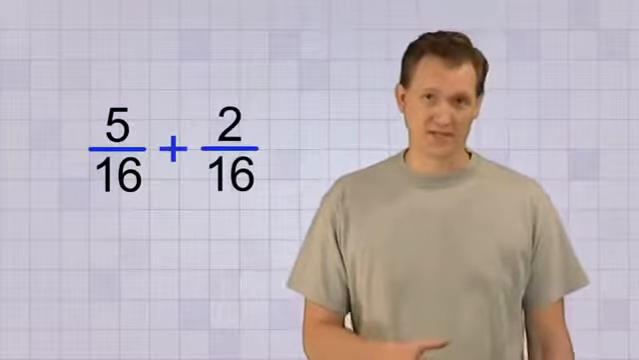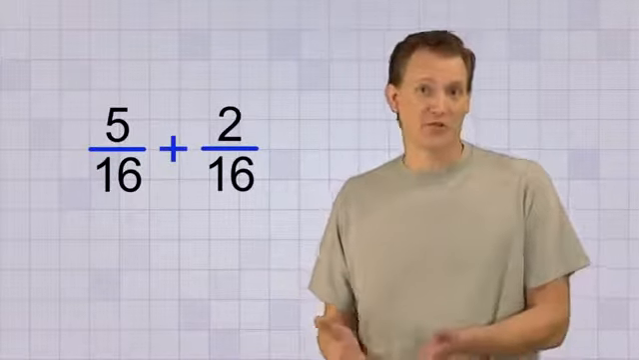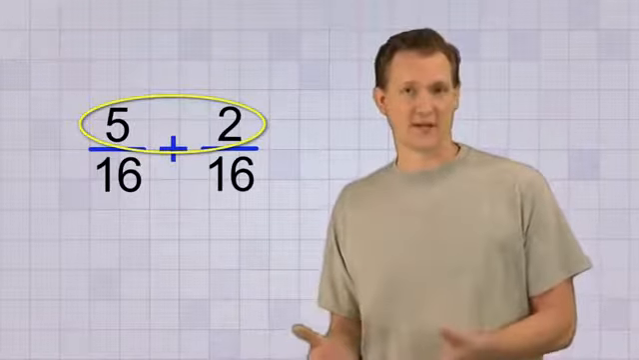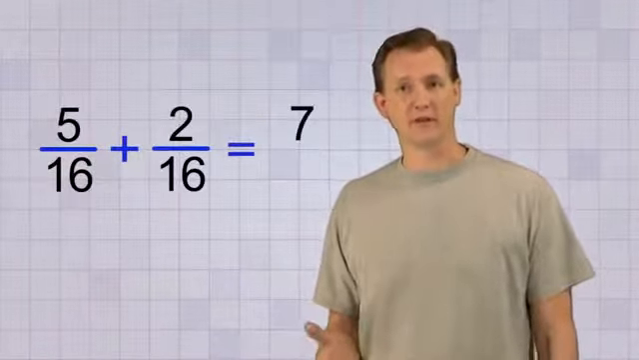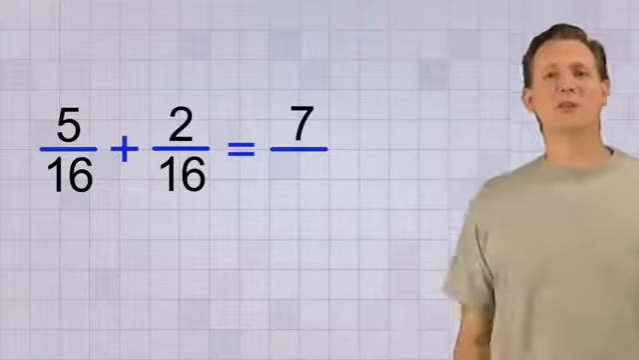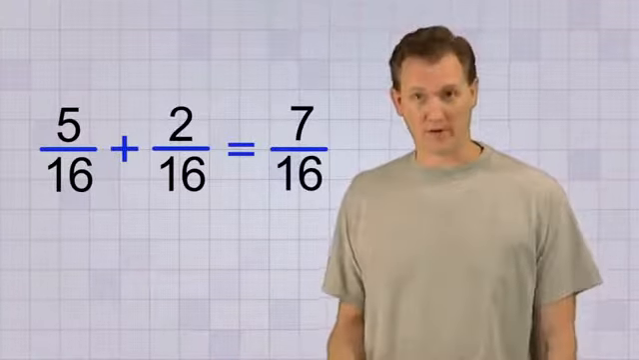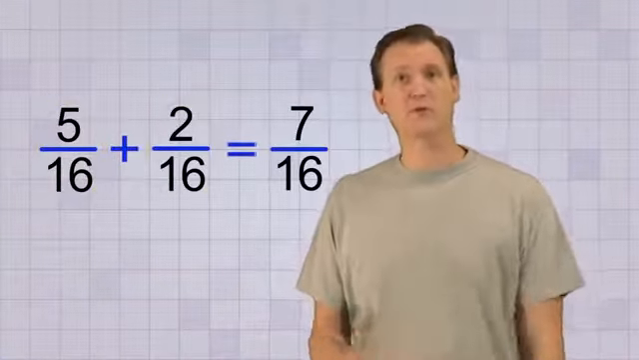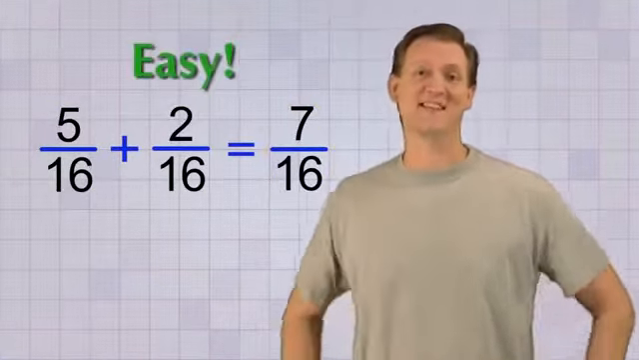Let's see a few more examples. Like this one, 5 over 16 plus 2 over 16. Again, since the bottom numbers are the same, it's easy to add these fractions. All we do is add the top numbers together. 5 plus 2 equals 7, and that's the top number of our answer. Then we just keep 16 as the bottom number of our answer. So 5 over 16 plus 2 over 16 equals 7 over 16. Pretty easy, huh? But what about subtracting fractions?